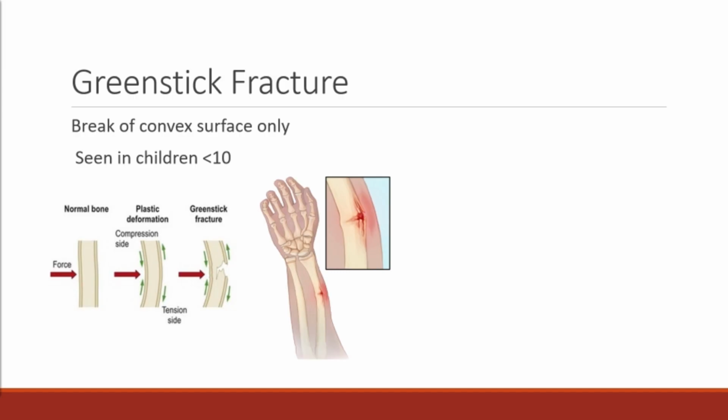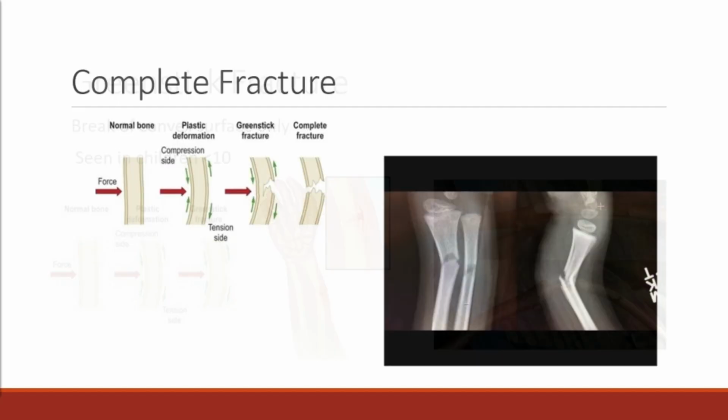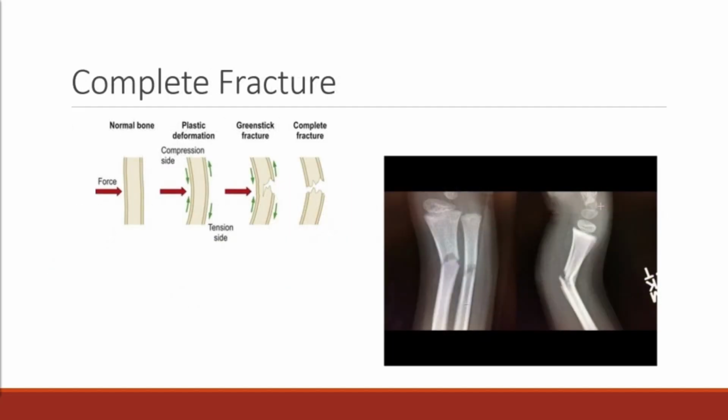bone, remains intact. And it's called a green stick fracture because it looks like what happens when you bend kind of a green stick or a young healthy stick, where it snaps on one side but not the other. And then if you get a little more force, then you get what's known as a complete fracture, which is fracture through both cortices of the bone.